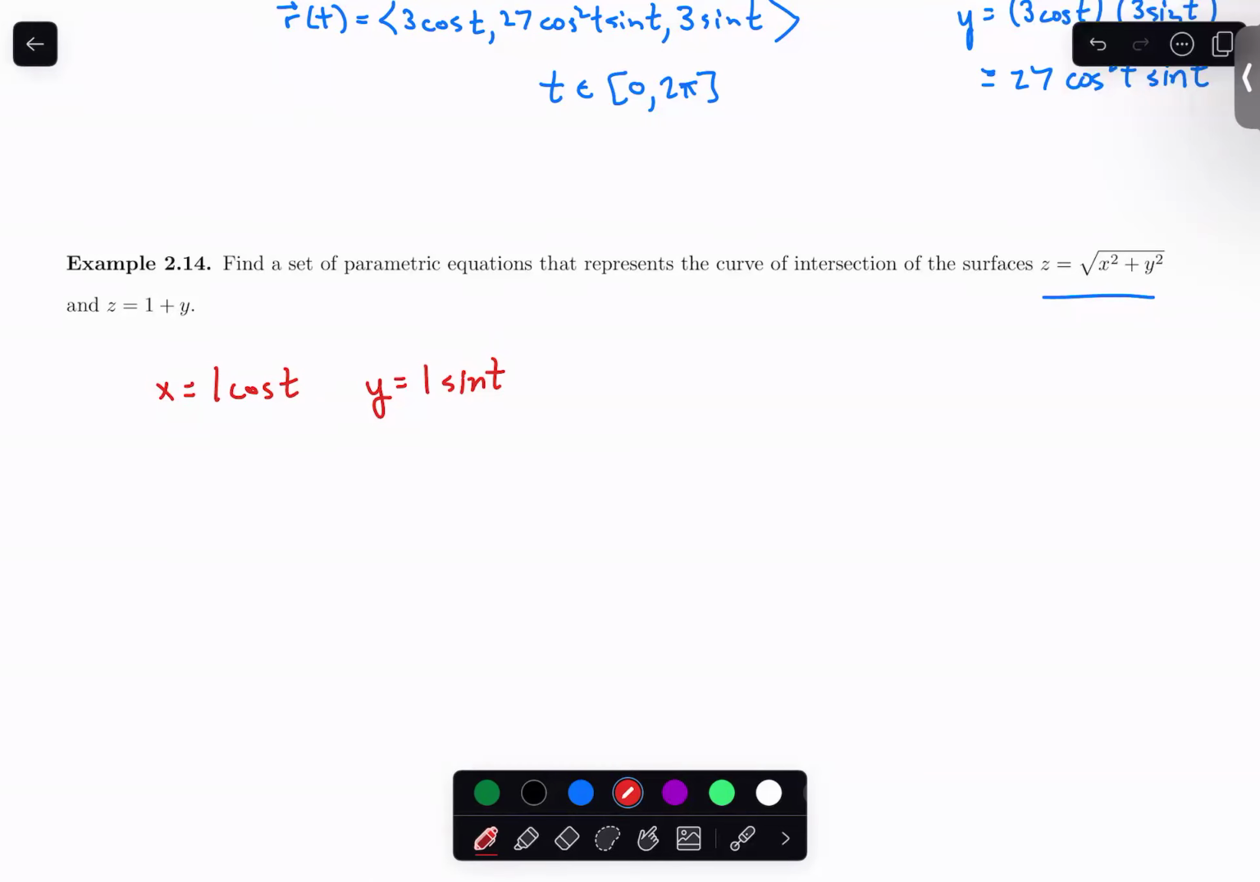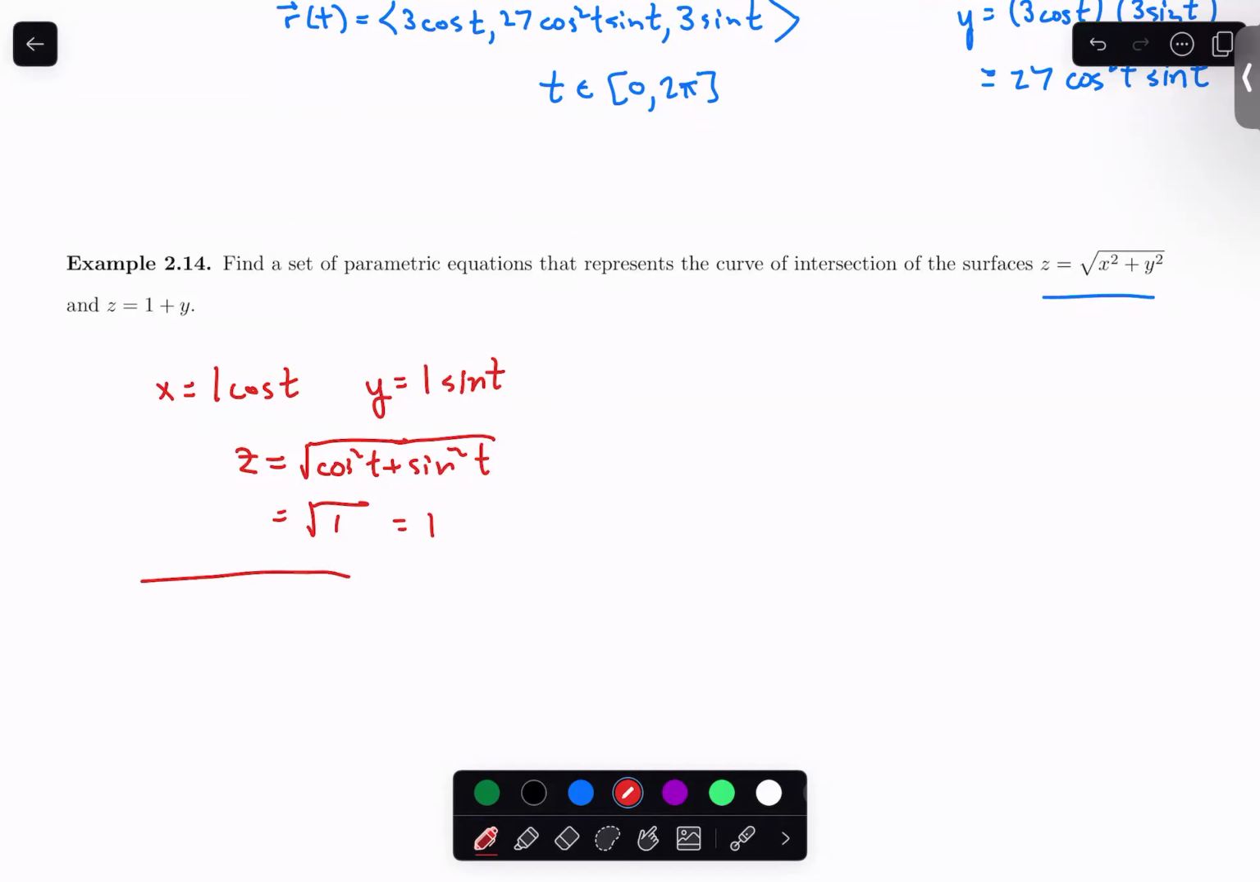So if I go ahead and plug these things in, notice that in my first equation, z is equal to the square root of cosine squared plus sine squared. So that's going to be the square root of 1. Again, cosine squared plus sine squared is equal to 1, no matter what the t is. So this tells me that z is exclusively equal to 1. No matter what the time is, z is always at a height of 1.